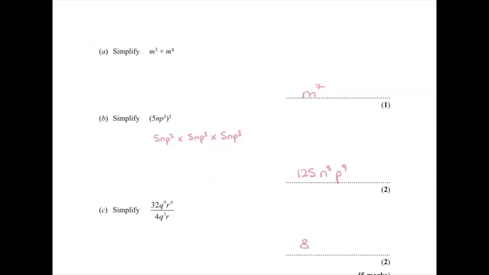And then the divide rule is to take the powers. So for Q, we've got 9 take 3, giving us Q to the power of 6. And for R, we've got 4 take 1. Don't forget that invisible 1. And that gives us R to the power of 3.